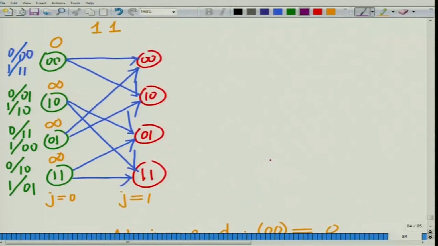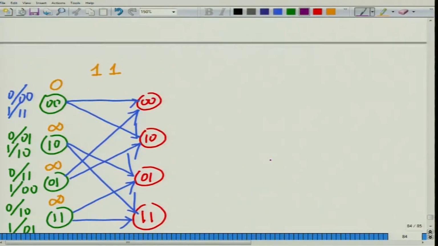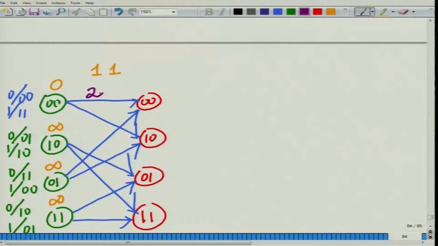Now let us look at the branch from state 0 0 to state 0 0, which corresponds to the output 0 0. Remember, the total metric is the sum of the branch metrics. The branch metric is determined by two things: one, the received word corresponding to that time instant, which is 1 1, and two, the output corresponding to that branch, which is 0 0. So the Hamming distance between 0 0 and 1 1 is 2. So the branch metric corresponding to this branch is 2.